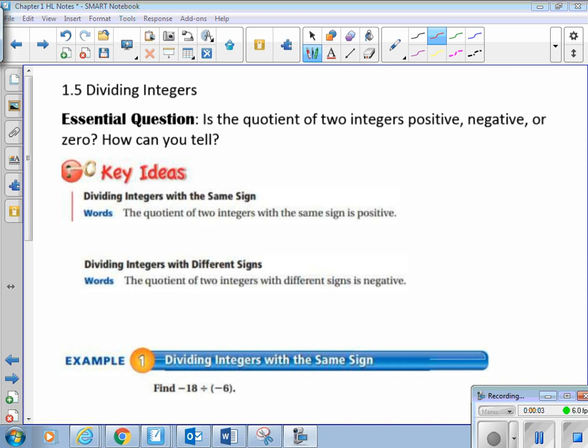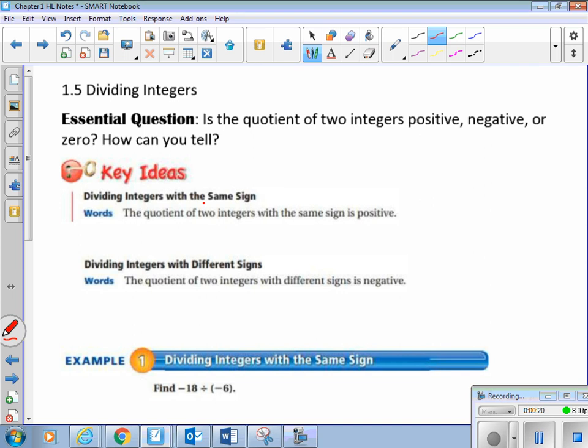This lesson is Chapter 1, Lesson 5, Dividing Integers. Our essential question is: is the quotient of two integers positive, negative, or zero, and how can you tell? Dividing integers actually follows the same exact rules as multiplying integers.